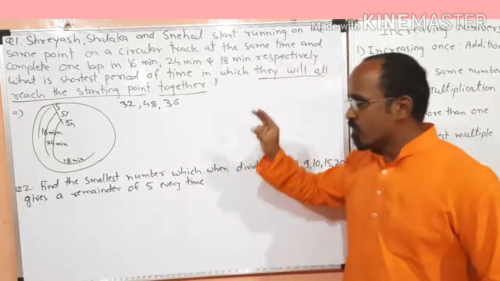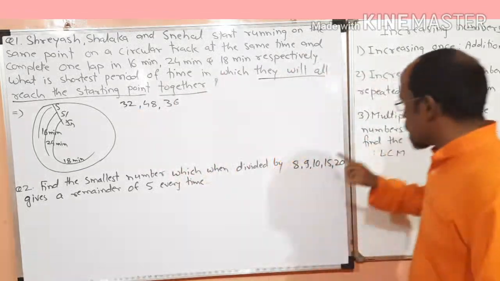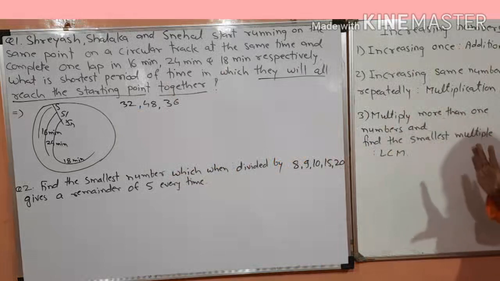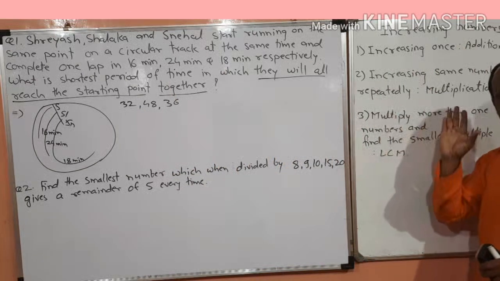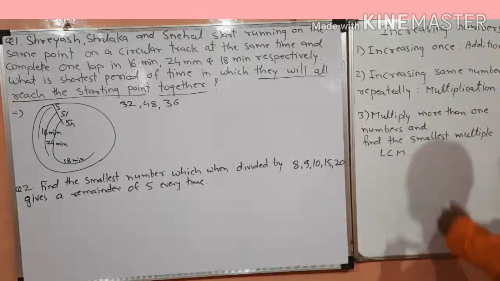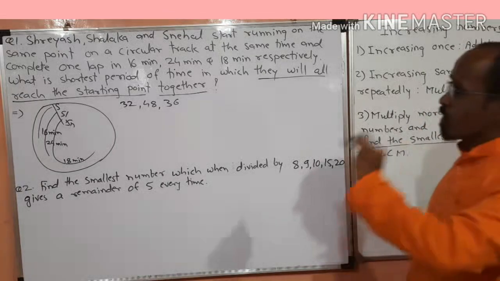than two numbers, we have to find out their LCM. So here we have to find out LCM. So the first situation, multiply more than one number, is fulfilled here. We have to multiply more than one number, so we have to find out LCM. And what is the second situation? Find the smallest multiple. Why smallest multiple?